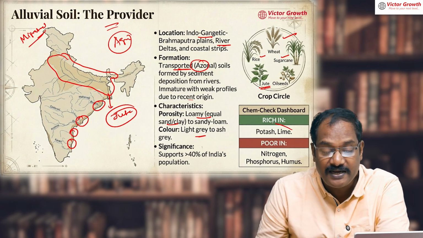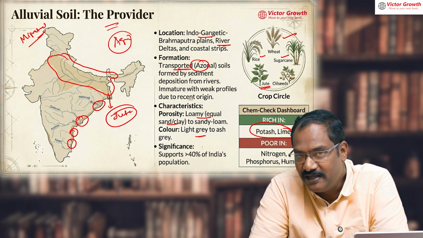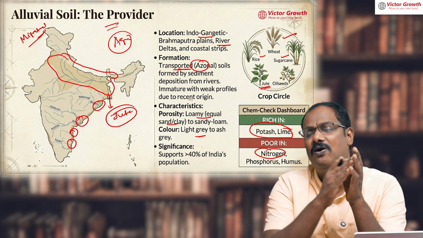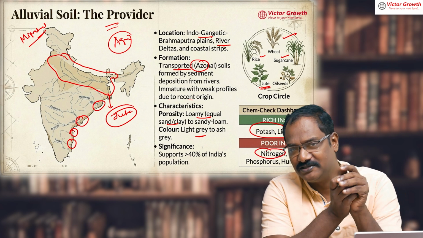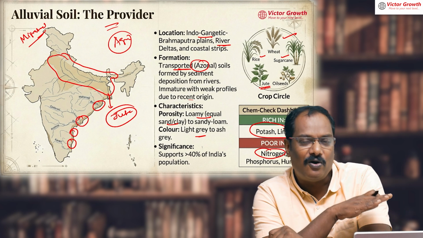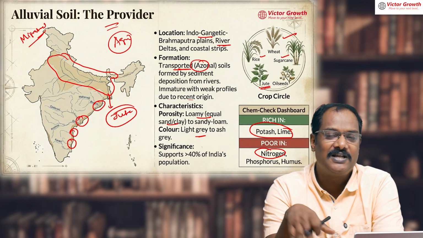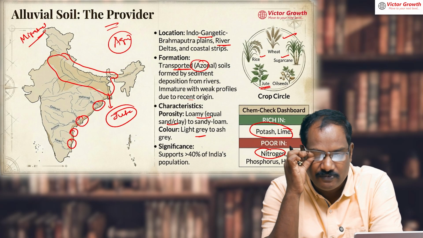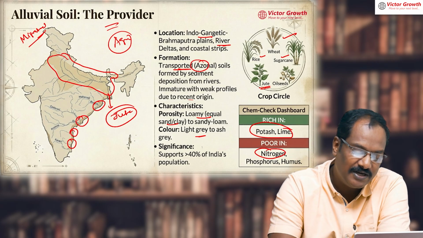And please write down this, they are asking. They are rich in potash and lime. Poor in nitrogen. Almost all the soil in India is poor in nitrogen, except the terai soil. All the soil have been overutilized, again and again we are using this, thereby there is no nitrogen in almost all the soil. Okay, this is alluvial soil.